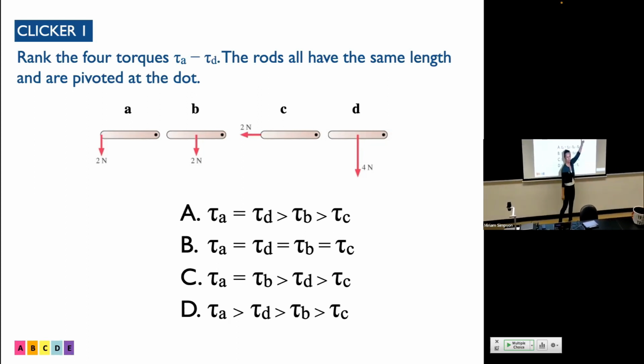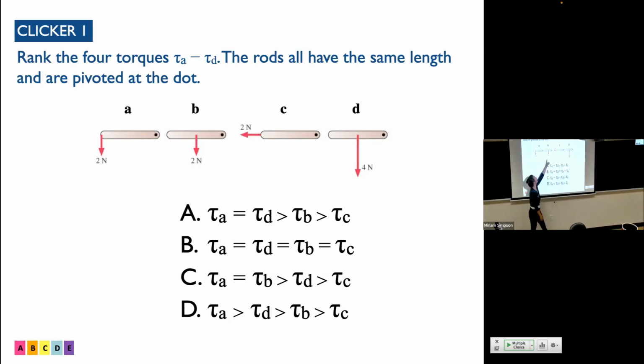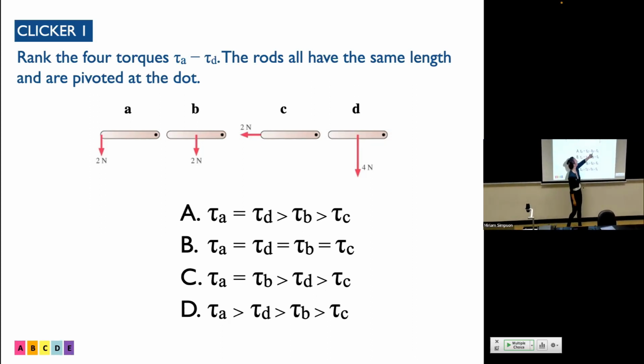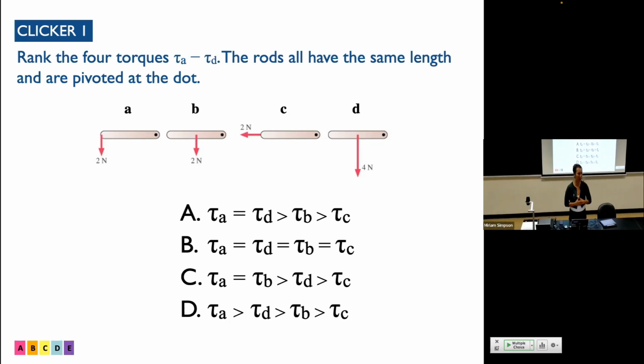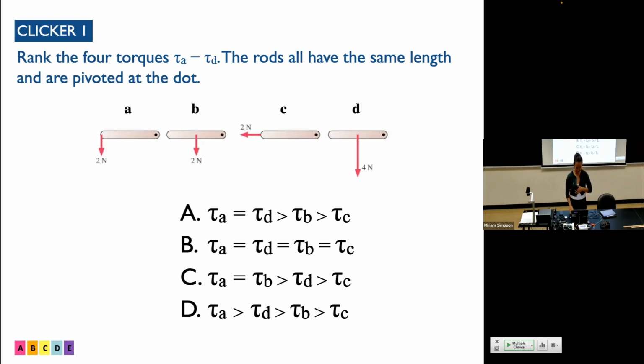And then this one is 4 Newtons times 1/2, so it should be 2 Newton meters, which should be the same as A. So A and D being the same, they're the largest. B is the second largest because you're pushing in the middle. And then C is going to be 0 because it's a cross product. So if the angle between your 2 vectors is 0 or 180, it gives you 0 torque. Okay, cool. So that's A.